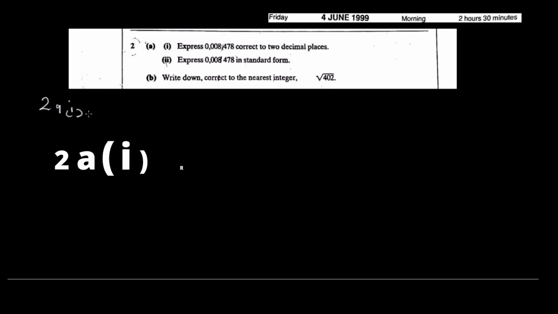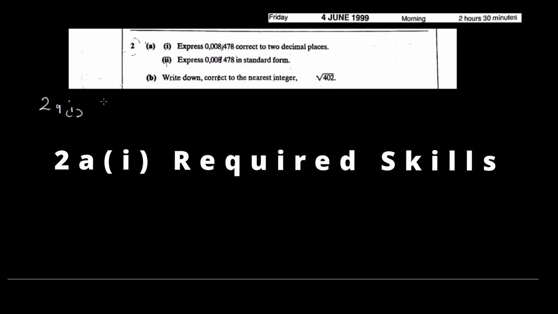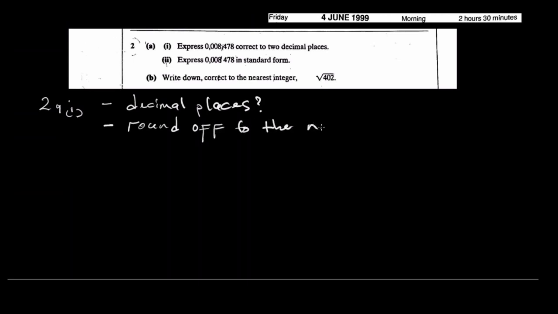So what are the required skills to go about this question? Firstly, we need to know what decimal places are. And then secondly, we need to be able to round off to the nearest whatever specification. So these are the skills we need to firstly just hint on, then we go over to solve our question.